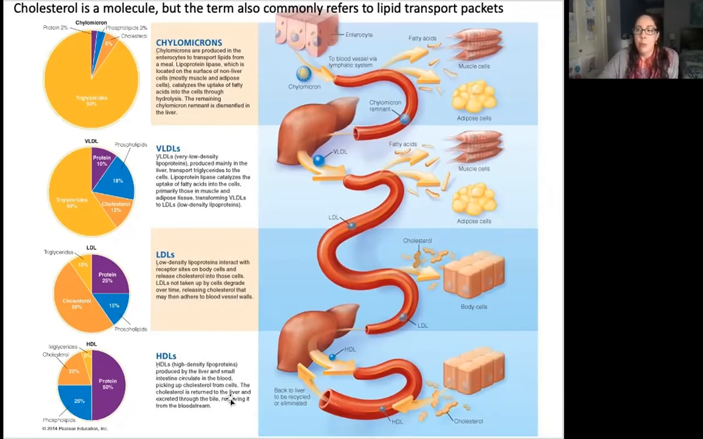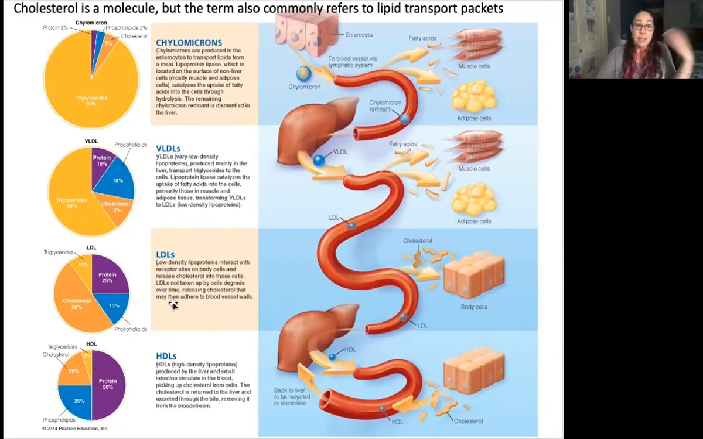So these are the two you've probably actually heard of. LDLs are the bad cholesterols because they're full of cholesterol. So they're full of the molecule cholesterol, and they have lower levels of these other things. HDLs are the good cholesterols because they have the least amount of cholesterol and triglycerides of any of these packets. And they're called HDLs because they're heavy, because they're full of protein.